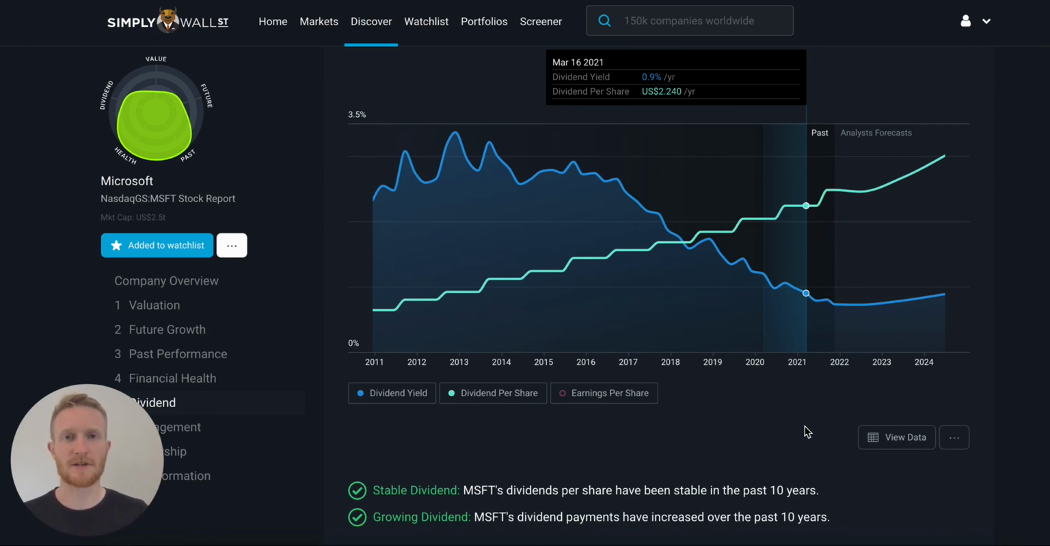Reason we check this is because ultimately if you're investing in a company for its dividend, you want to see that it's been able to increase its dividend, meaning that in order to do that, it's also been able to increase its earnings.